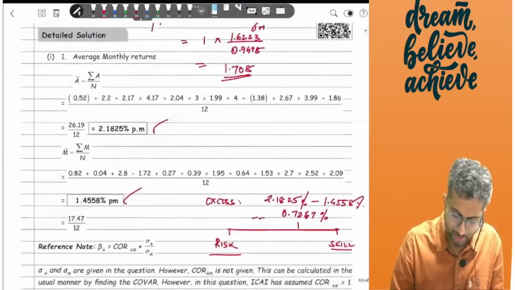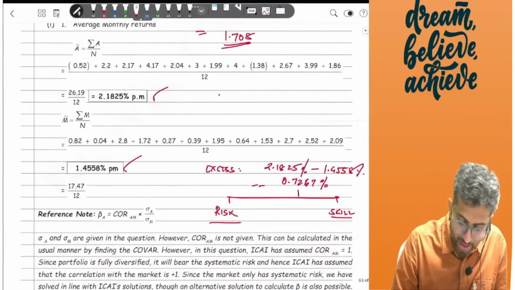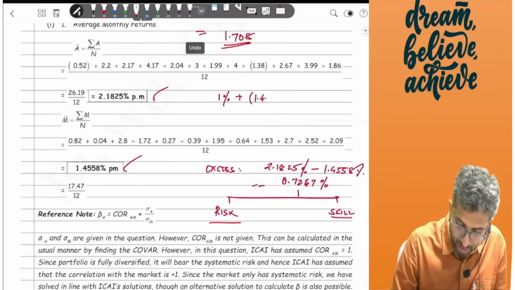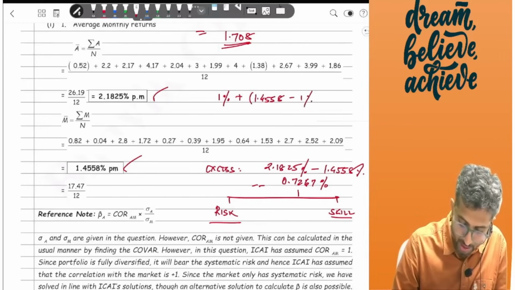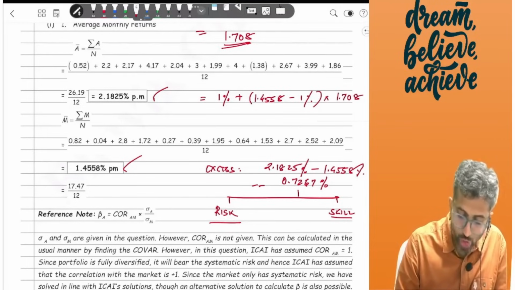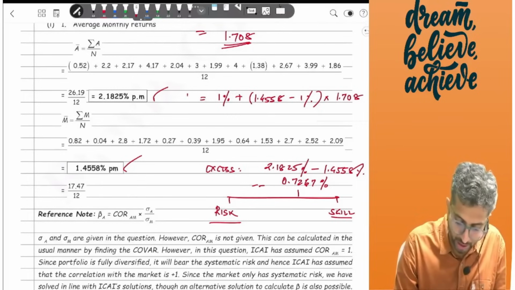So if I look at the CAPM equation, I will say that risk-free rate, that is 1%, plus (RM minus risk-free rate) into beta. RM is 1.4558, minus risk-free rate of 1%, into beta of 1.708. This should actually give you a required rate of return, KE. Even for Jensen's alpha, we will need the required rate of return.